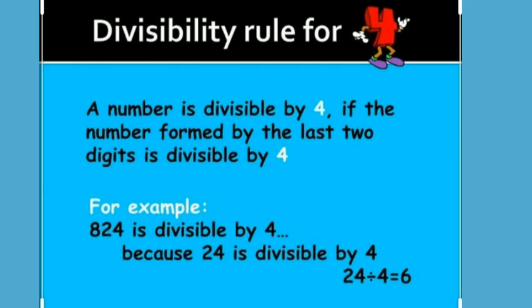Let's move on to the divisibility rule for 4. A number with 3 or more digits is divisible by 4 if the number formed by its last 2 digits is divisible by 4. In the given example 224, it is divisible by 4 because the last 2-digit number is 24. 24 divided by 4 gives 6. This way you can find out the divisibility rule for 4.